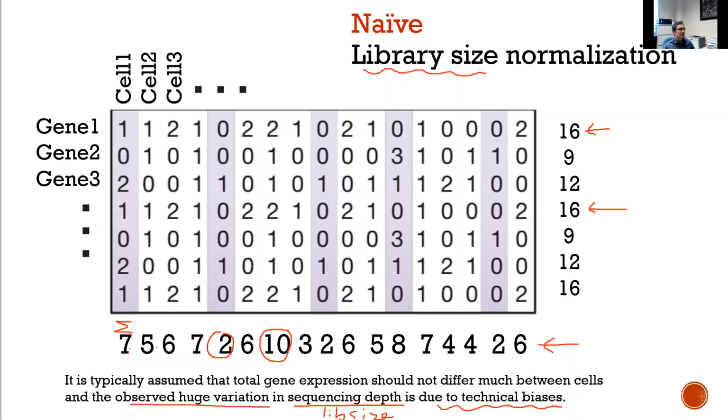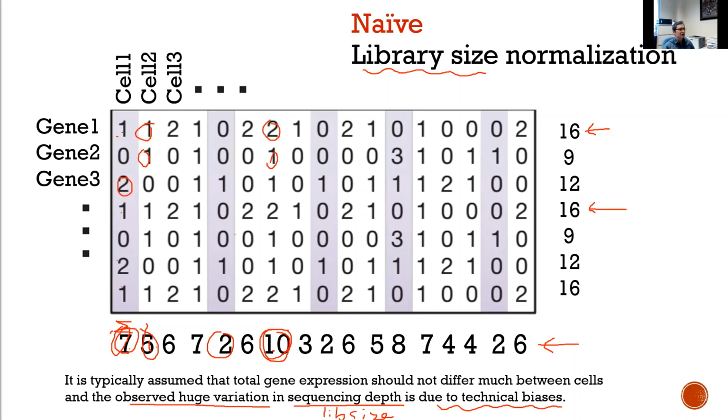It's pretty easy, and all you have to do is divide these values by its total. So I will divide 1 by 7, 2 by 7, because this cell has a library size of 7. I will do the second cell: I will divide 1 by 5, another 1 by 5. For the third, do the same thing. For this large library-sized cell, I will divide 2 by 10, 1 by 10.